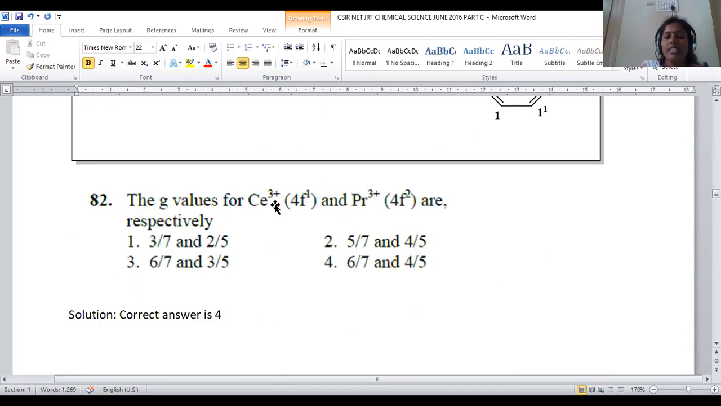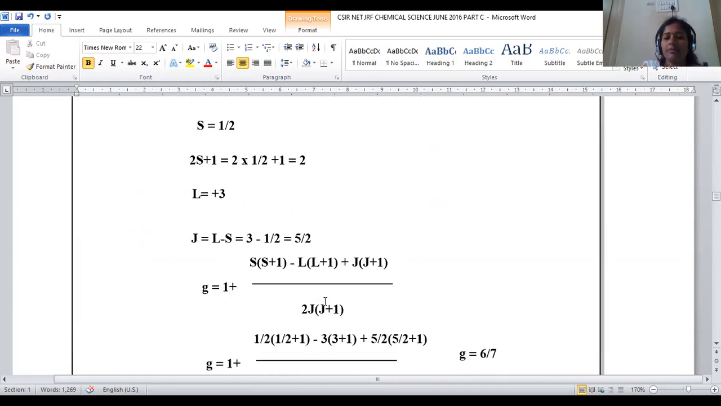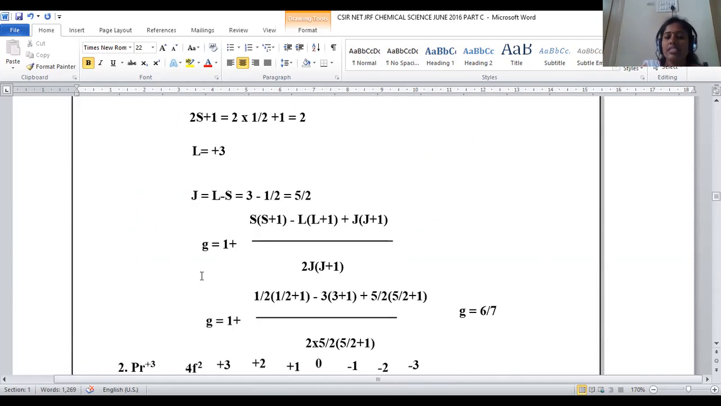Here, the G value for cerium plus 3, 4F1 and praseodymium plus 3, 4F2 are, respectively, to be predicted. We have the empirical formula in order to predict the G value. G is equal to 1 plus S into S plus 1 minus L into L plus 1 plus J into J plus 1 by 2J into J plus 1. This is the empirical formula to calculate the G factor.